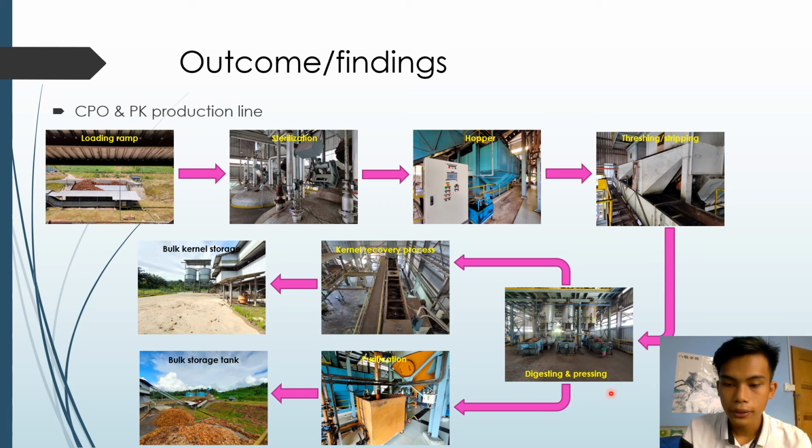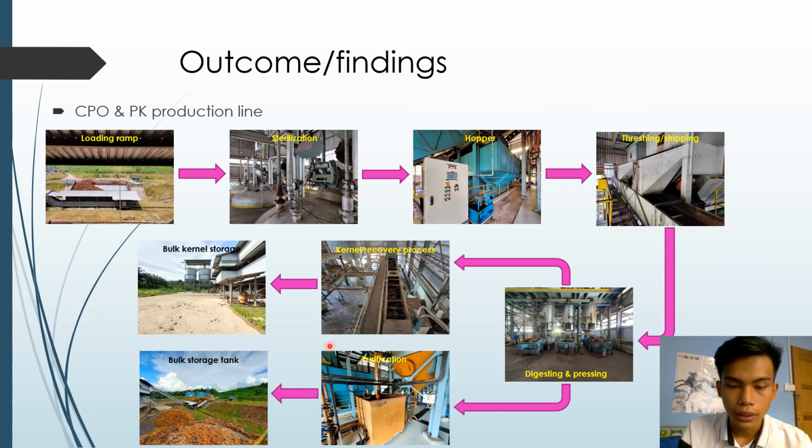At this stage, the fruitlets will be pressed. This is where the oil extraction process takes place. The byproducts are crude oil, and next, nut and fiber. The nut and fiber will go for further process at the kernel recovery plant.